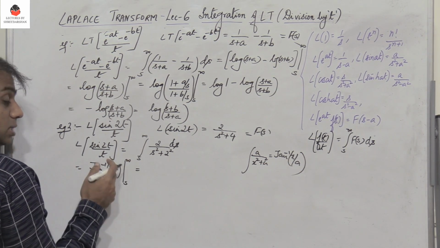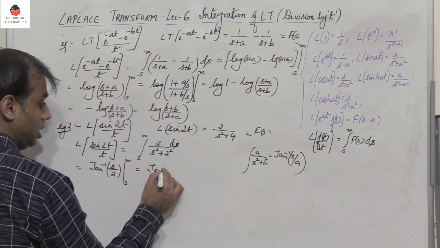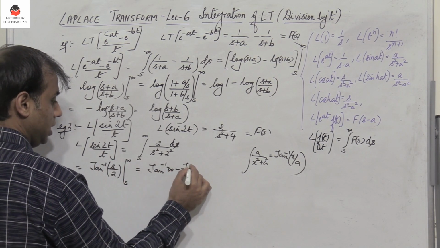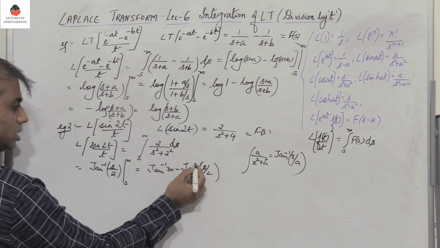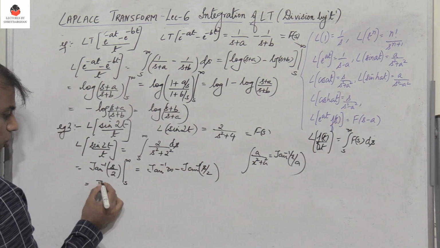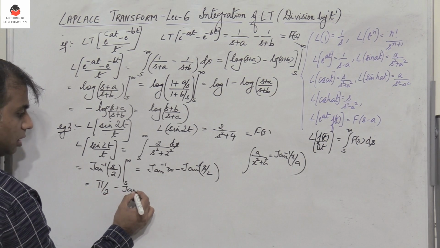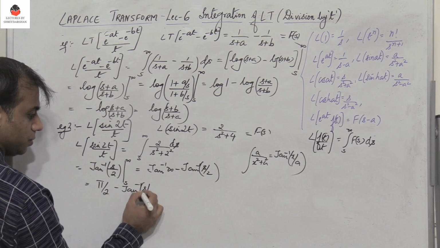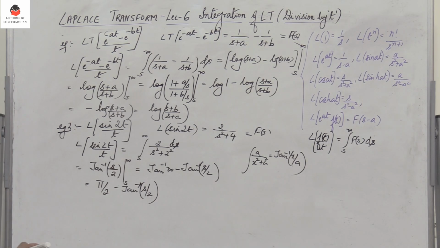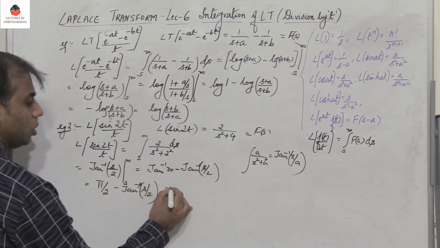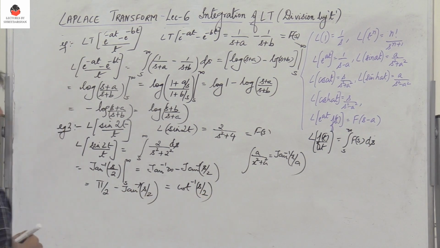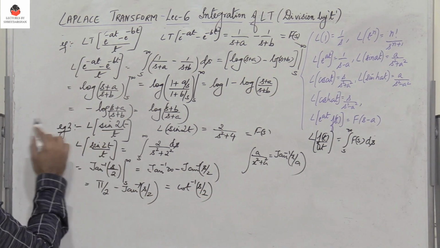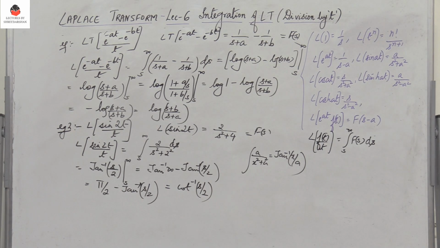First put s equal to infinity. So you get tan inverse infinity minus tan inverse s by 2. Tan inverse infinity is pi by 2, minus tan inverse s by 2. Pi by 2 minus tan inverse s by 2 is cot inverse s by 2. Therefore, the Laplace transform of sin 2t by t is cot inverse s by 2.